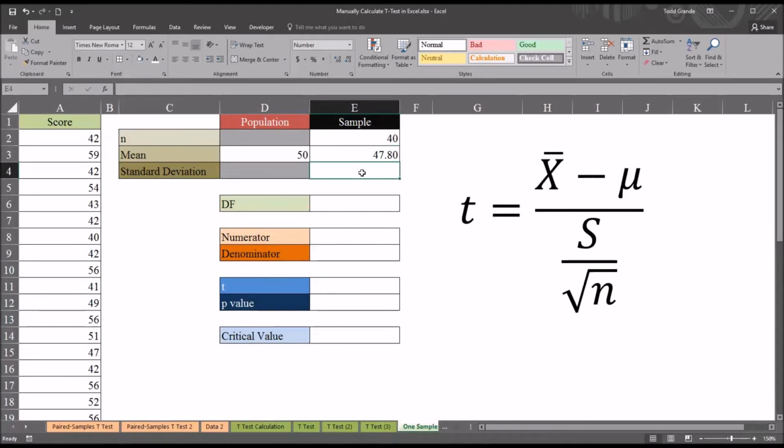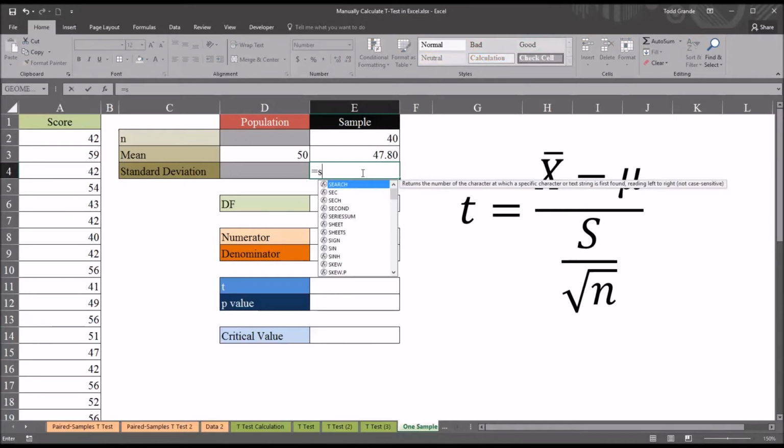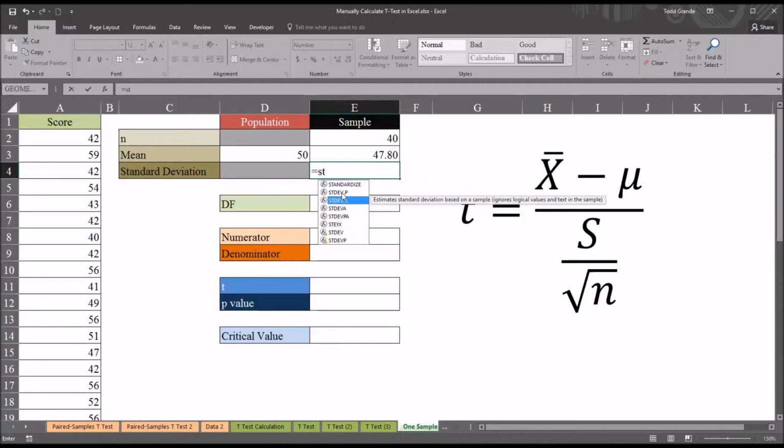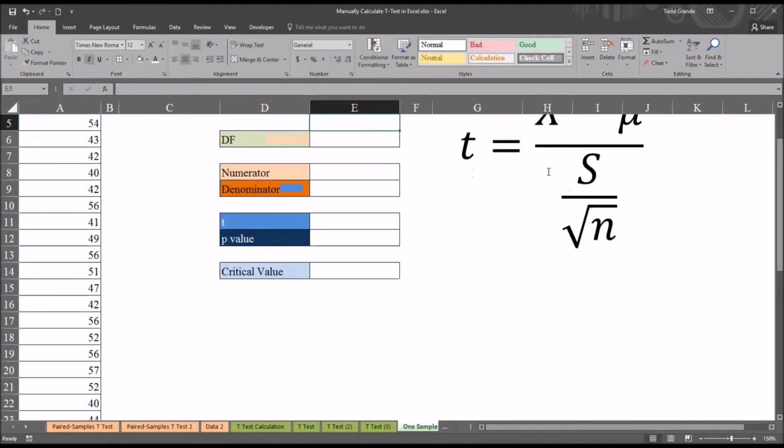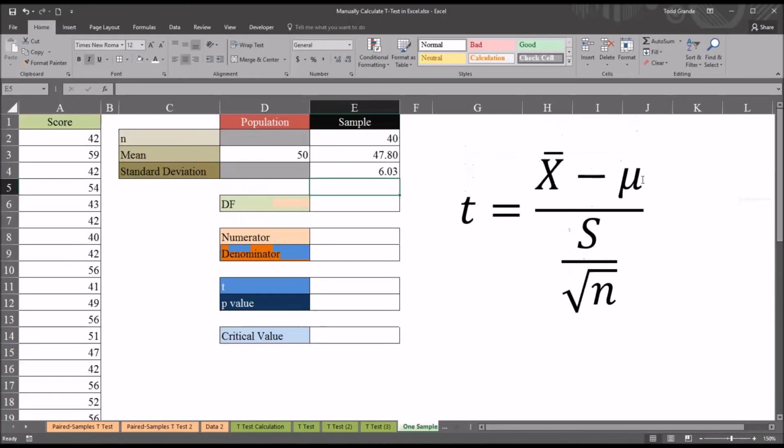And then for the standard deviation, we want to use the sample standard deviation, stdev.s. You see that here. Notice there is an stdev.p. That's a population standard deviation. We want to use the sample standard deviation. And again, the range is going to be A2 through A41. And we have a sample standard deviation of 6.03.